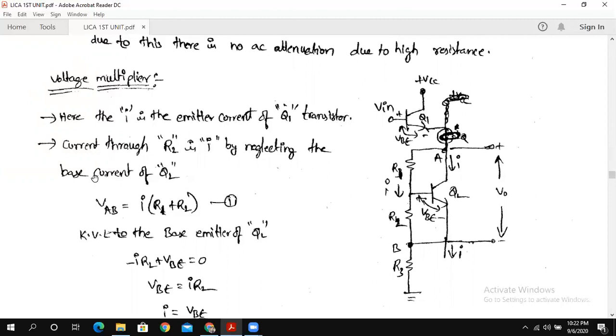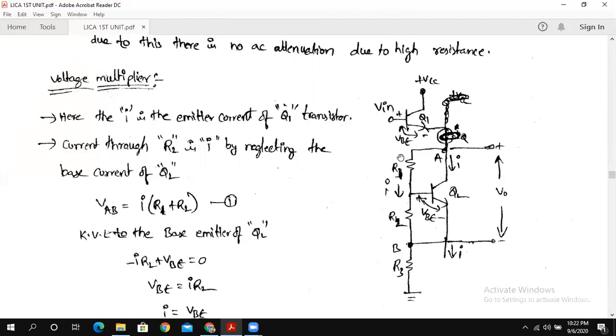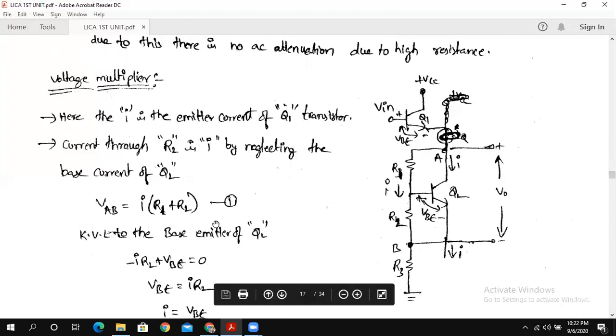By neglecting the base current, now we are going to consider the voltage between A and B. A is the point we have taken here, and B is the point we have taken here. We are going to measure the voltage between these two terminals, A and B. If you write the equation for that, VAB is equal to I into, since the same current is going to flow through R1 and R2, I into R1 plus R2. So this is equation number 1.